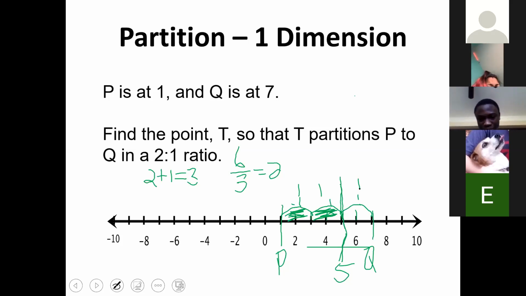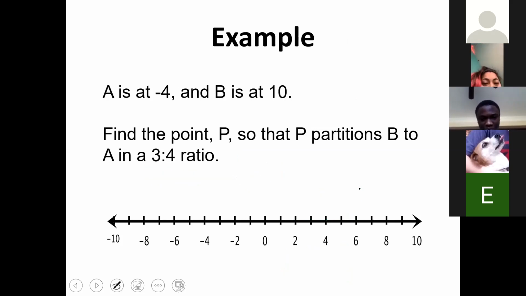So that's the way we partition a segment. Let's look at another one. What about this? I'm gonna change colors on this one. All right, A is at -4. This is point A. And B is at 10. It's way down here at 10, okay? And this is B. And it's asking, find point P so that P partitions B and A into a 3 to 4 ratio. So how many positions are there between A and B?